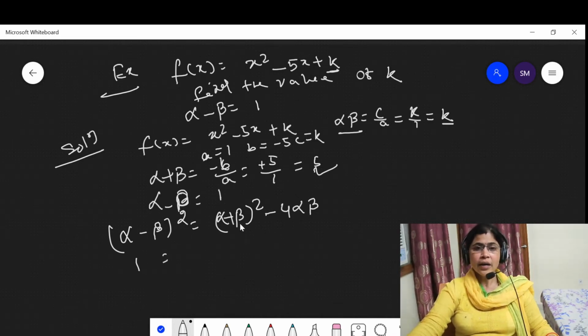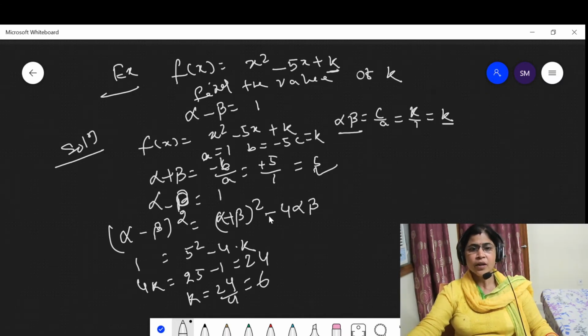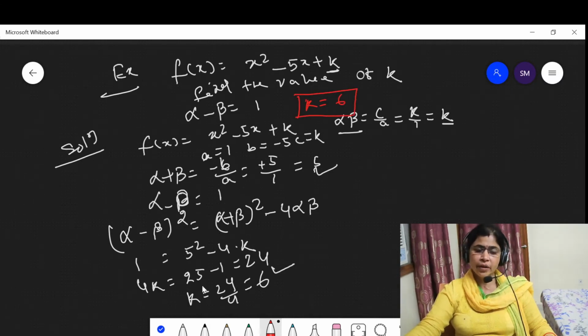Then as we know this is 1, in place of alpha plus beta we can write 5 square minus 4 into k. This means 4k is equal to 25 minus 1, which is equal to 24. Then k is equal to 24 upon 4, which is equal to 6. Now by solving this we get the value of k. The answer is k is equal to 6. This is the answer to the given question.